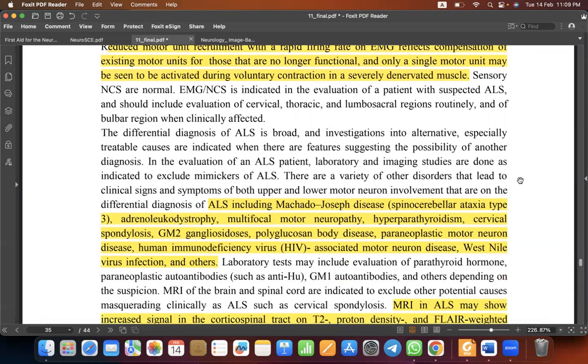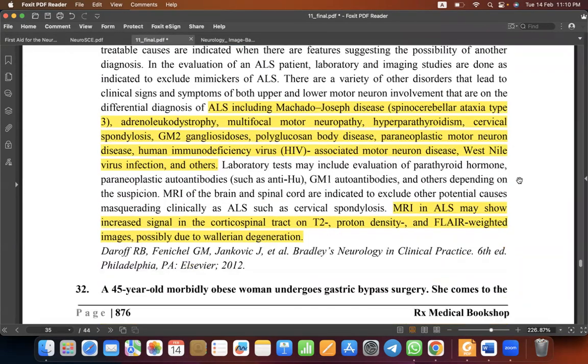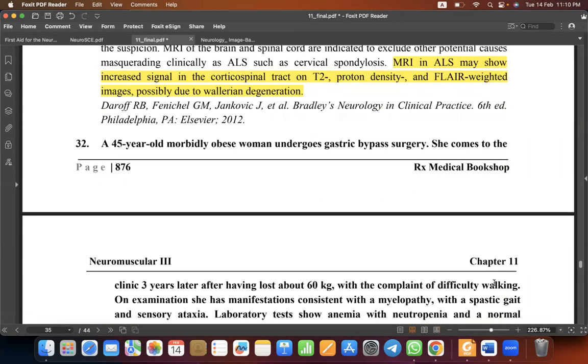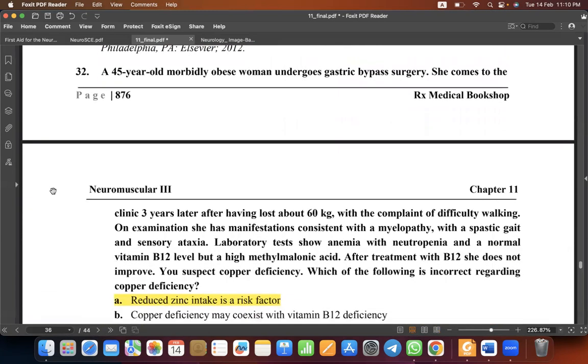Whenever we are evaluating a patient with ALS, we should think about other conditions as well. Particularly sometimes McArdle disease, spinocerebellar ataxia type 3, adrenoleukodystrophy, multifocal motor neuropathy, hyperparathyroidism. Sometimes we should think about lysosomal disorders, right? GM2 gangliosidosis, polyglucosan body disease, paraneoplastic disease, HIV, okay? Western infection, we should remember. Sometimes paraneoplastic issues should be thought of as well. The MRI in ALS can show some findings as well. So that could be a complicated question. This is a complicated question, I guess.